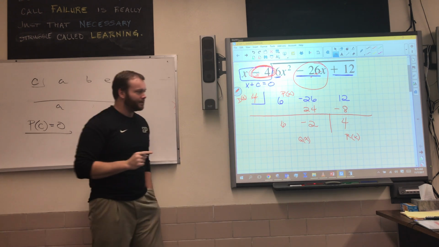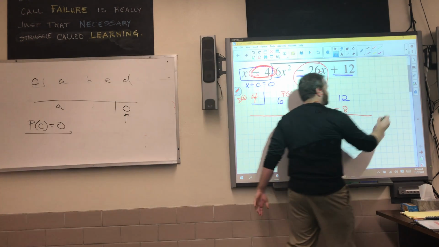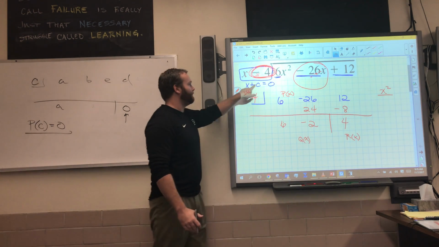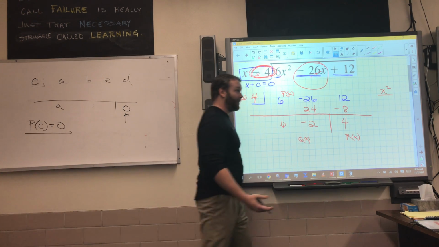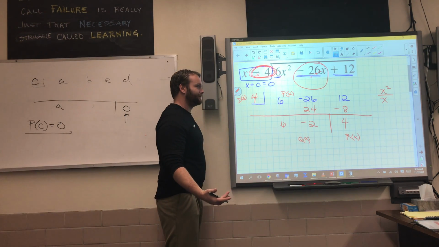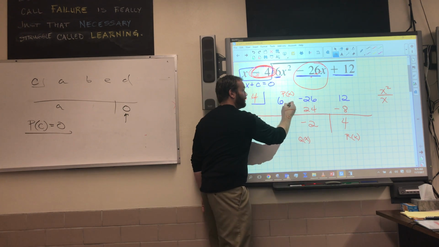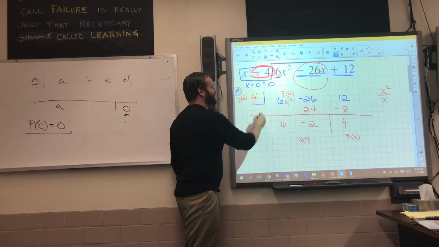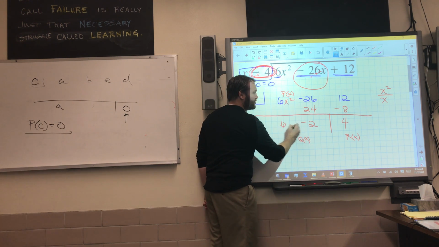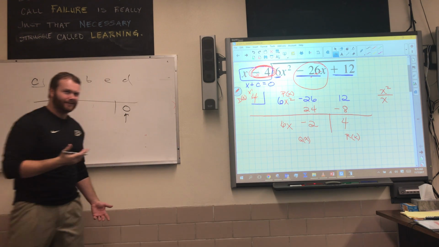Okay, now think about this. If my dividend was 6x squared, so I'm just going to look at the x squared term, and I divided it by my D of x, which was x to the first, right? What's x squared divided by x? X, right? X to the first. So you took something squared, and you divided it by something x to the first. And that will then produce a line that starts with x to the first. That kind of make sense?